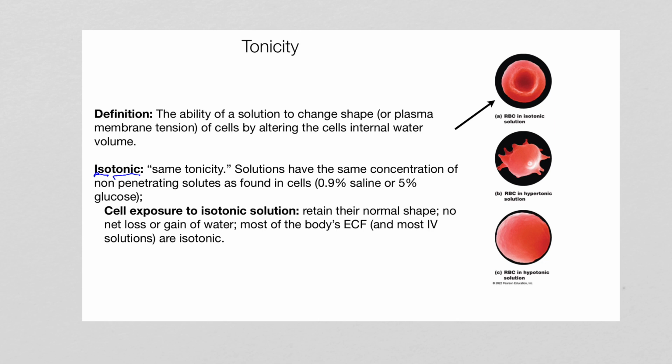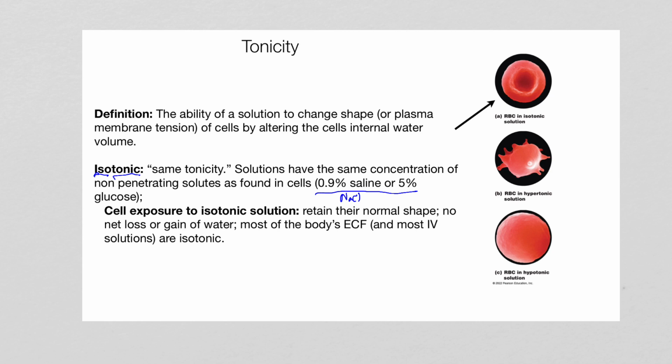Okay, now isotonic, iso means same tone or tonicity. Solutions that are going to have the same concentration of these non-penetrating solutes, that means that they can't move back and forth across the cell, are going to be found in cells. So this is going to be the same concentration as your cells. So the 0.9% saline, we call it 0.9 or 9% sodium chloride, or 5% glucose. This is basically what we would consider isotonic, because it's the same as what you would see in the cells. So you're not going to have any net movement of water in or out of that red blood cell.